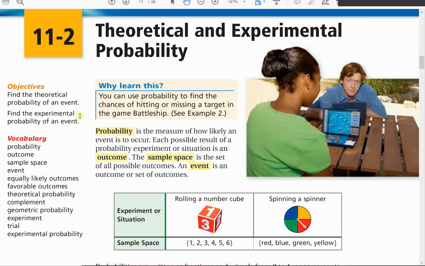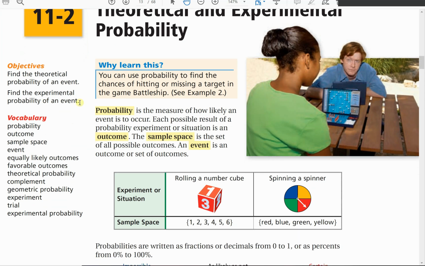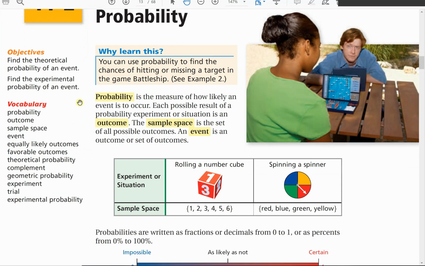Anyway, probability is the measure of how likely an event is to occur. Each possible result of a probability experiment is called an outcome. The sample space is a set of all the possible outcomes, and an event is an outcome or a set of outcomes. So how does this work?